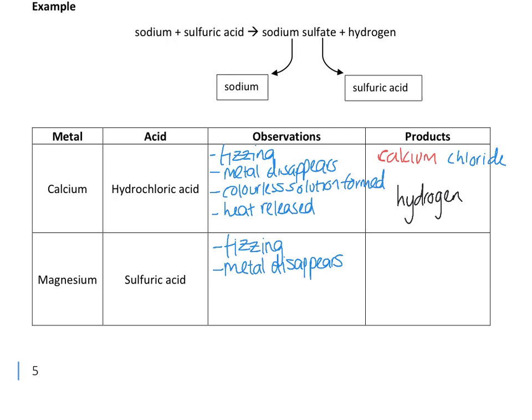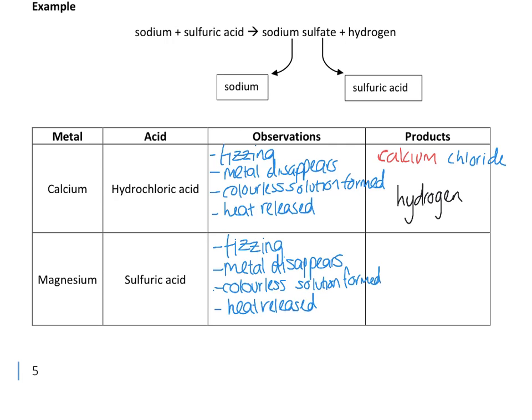We don't say dissolves because that's technically not true. The magnesium doesn't technically dissolve. It reacts with the acid, and that's why it's used up and then disappears. We formed a colourless solution. And also there was heat released. So the sides of the test tube got very warm because of the heat being released.